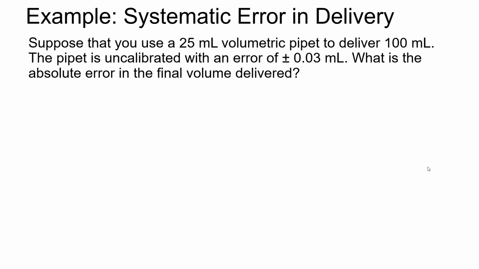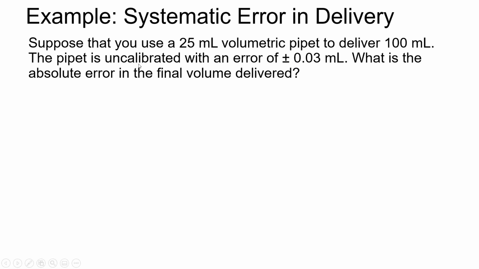Knowing that this is not random error, we don't have to use a formula where the error is the square root of the square of the first absolute error plus the square of the second absolute error. We just need to know how many additions we've made and what the error in each addition is. Notice here we're not even necessarily provided the direction. We're just told that it is plus or minus 0.03 mL. So we're told the tolerance of the pipette, but not whether it's high or low by 0.03 mL.